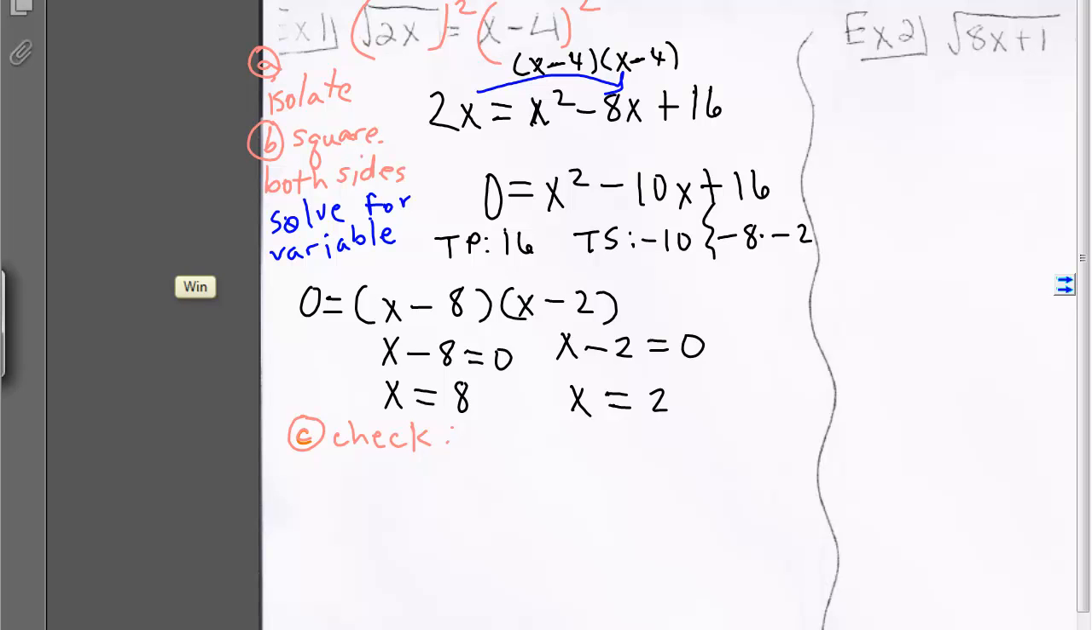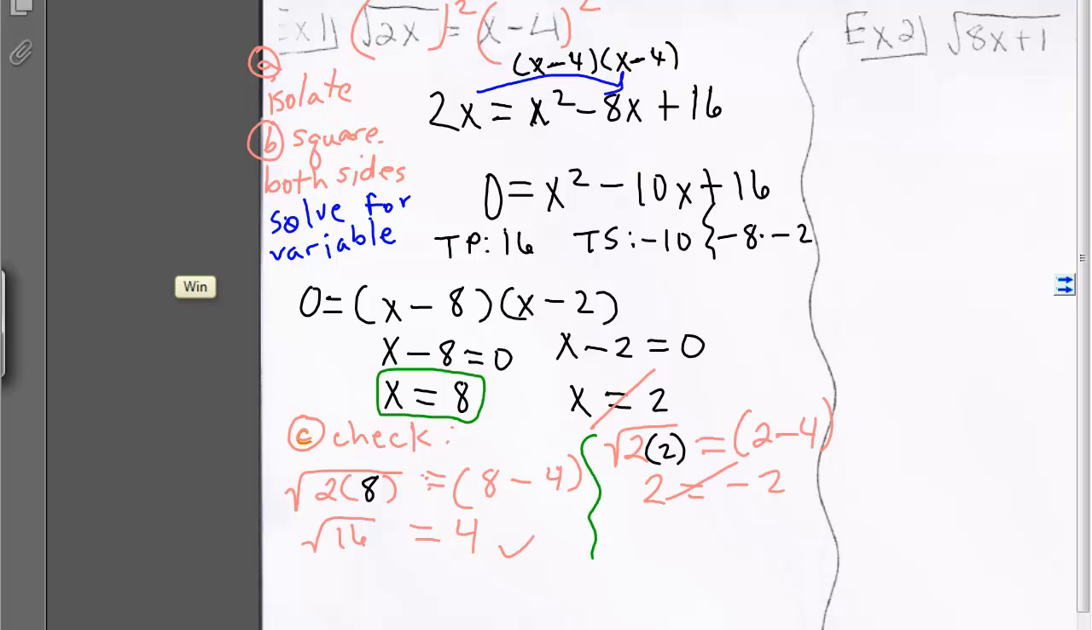Now I check. Plugging in 8 into the equation gives me a true statement. So 8 is my answer. But when I plug in 2, I get a non-true statement. Therefore, 2 is not a solution. It's an extraneous solution.